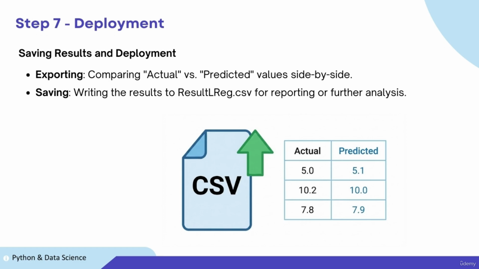We save this to a CSV file to share with the site engineers. This completes the cycle from raw data to actionable insight. You have now seen the full life cycle of a data science project. From understanding the soil properties to exporting the final predictions, you have the roadmap to build your own models.